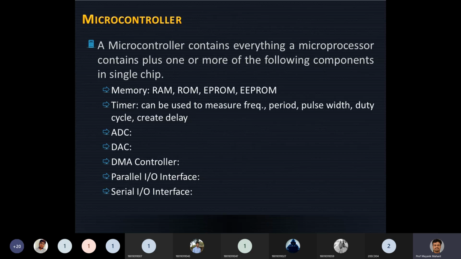Both ways of interfacing IOs are possible: you can interface parallel IOs, and you can also interface serial IOs. These are some of the additional features which a microcontroller has compared to the microprocessor. In a microprocessor you don't find memory, timers, or ADCs and DACs. Yes, you may find DMA, but you cannot find parallel or serial IO interfaces. We can interface IOs with our microprocessor, but only through interfacing chips.